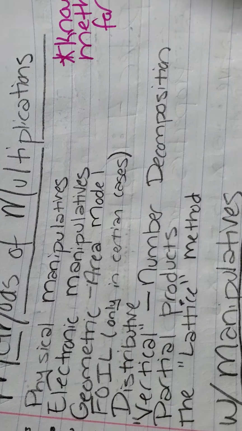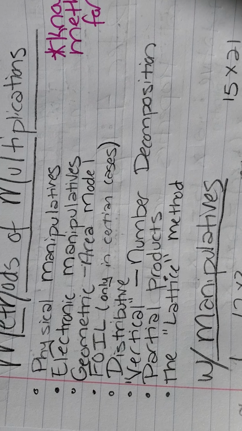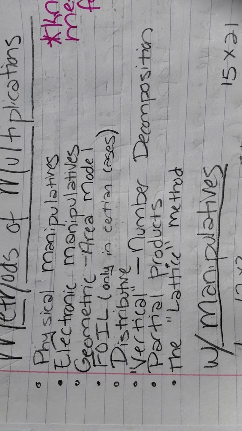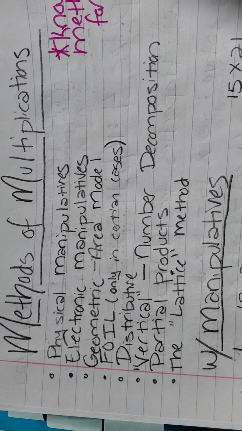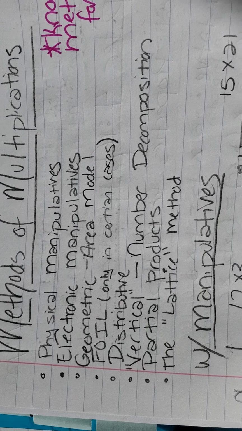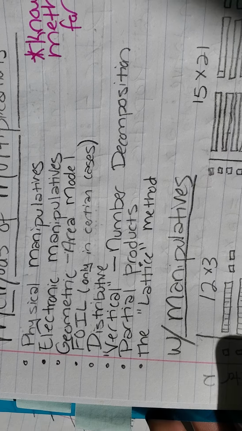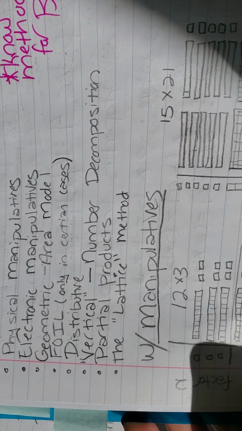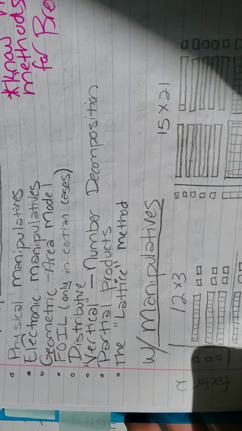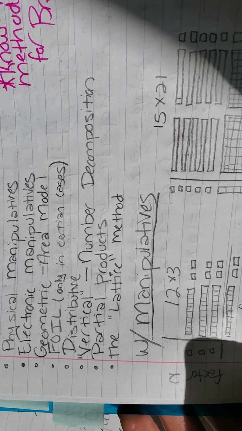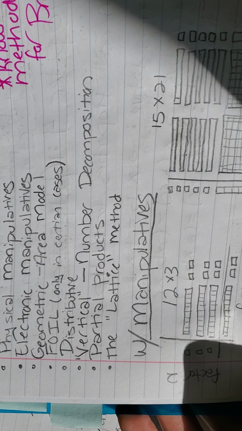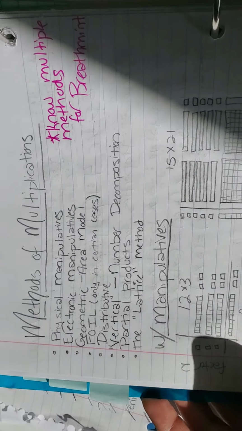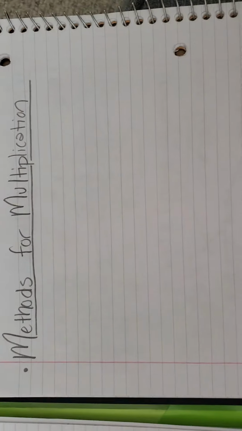We have physical manipulatives, which, remember, those are the blocks we used. Electronical manipulatives, we don't have access to those on the breath mint, obviously. So today we are going to be going over the geometric area model, FOIL, which is only in certain cases, the distributive property, which is the same thing basically as FOIL, vertical number decomposition, partial products, and the lattice method. So let's get started here with our geometric area models.